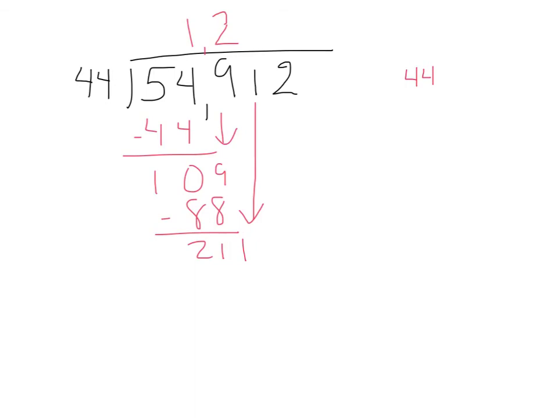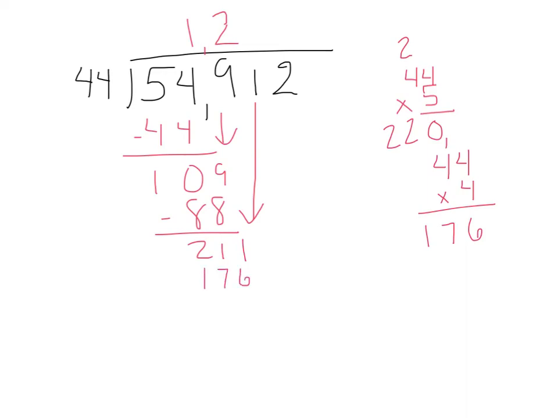44 times, let's try 5. 5 times 4 is 20. Carry the 2. 5 times 4 is 20, plus 2 is 220. 220 is too much, so I have to go back down. 44 times 4. 4 times 4 is 16. 4 times 4 is 16, plus 1 is 17. That is as close as I'm going to get to 211, so I write that down to subtract. Don't forget to put the 4 up top. Now I'm going to subtract.